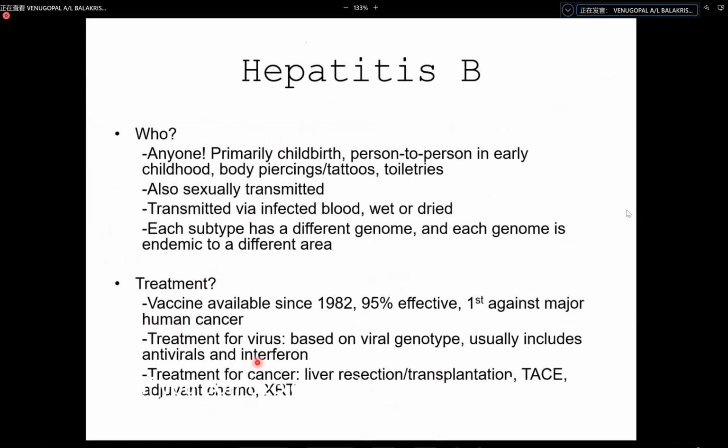So if you don't go for vaccination, you want to treat the virus based on viral genotype, which usually includes antivirals and interferons. Treatment for this cancer is liver resection or transplantation. Okay, with adjuvant chemo or XRT.